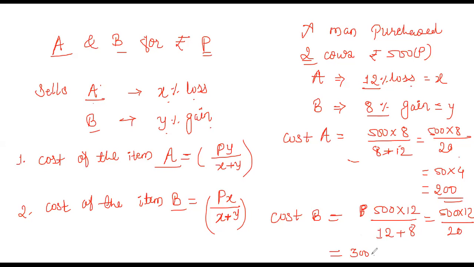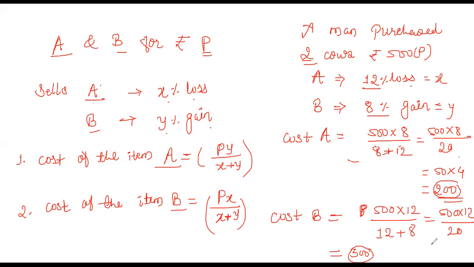Just a minute. We have calculated the amounts 200 and 300. These two amounts mean the cost of A and the cost of B. But actually we have to find out the selling price of each cow. What is the selling price of each cow? Now how will you calculate the selling price? This is the cost here. How will you find the selling price?